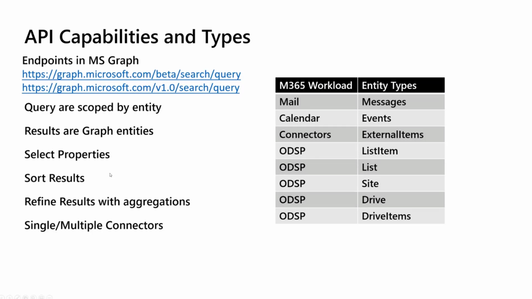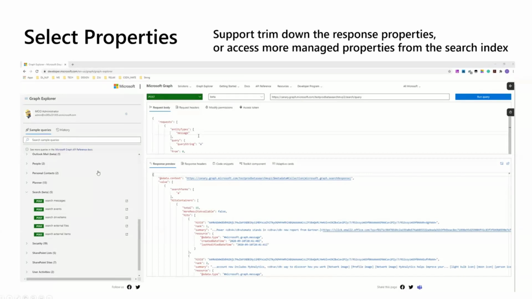Next, I will talk about the current supporting features. They are select properties, sort feature, refiner feature, and connectors feature. The first feature I want to talk about is called select properties. This feature enables users to trim down the response properties and access more managed properties from the search index by selecting the properties in the request.